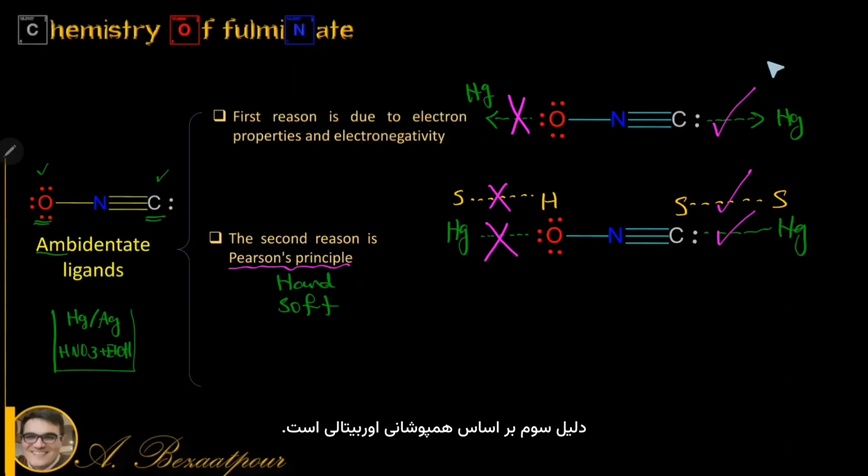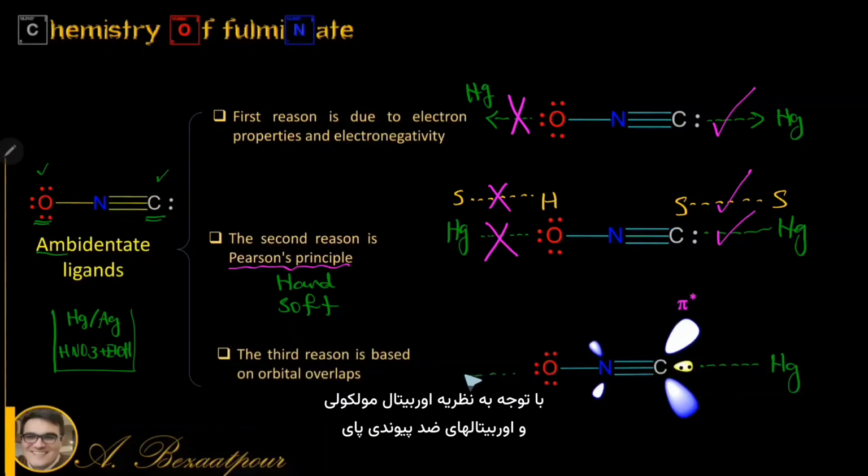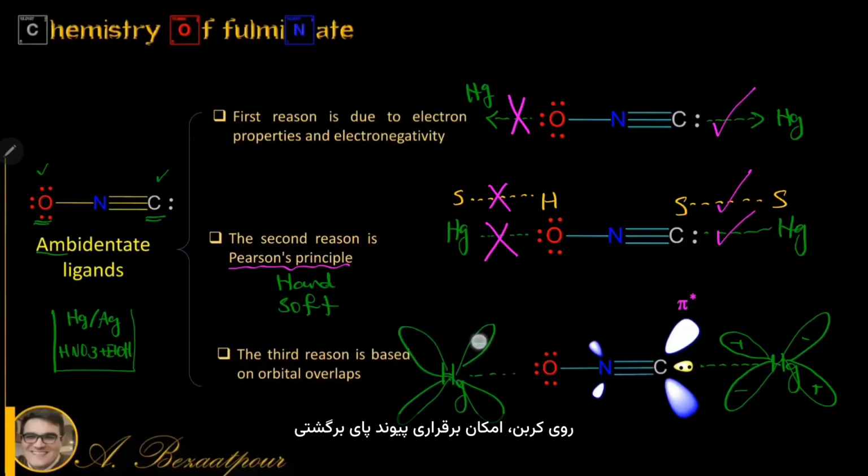The third reason is based on orbital overlaps. According to the considerations of molecular orbital theory and the presence of pi bonding orbitals on carbon, the possibility of pi-back bonding interaction will be more on the carbon side.